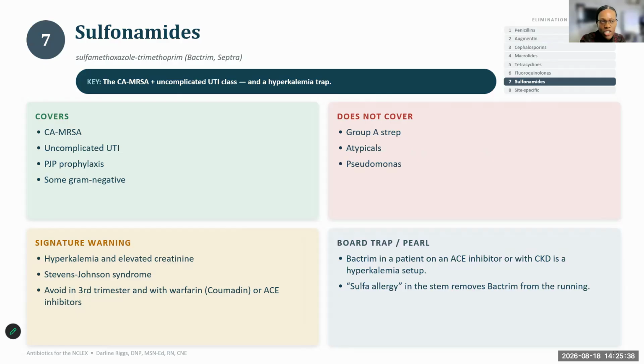So again, this is repetition. Board trap: Bactrim in a patient that's on an ACE inhibitor. Again, potassium-holding medications, I want to be cautious. Or they have chronic kidney disease. What goes in must come out. If the kidneys aren't working properly to remove it, how is it going to be removed? It cannot. So that's a problem. Of course, sulfur allergy, this is not the drug for you.